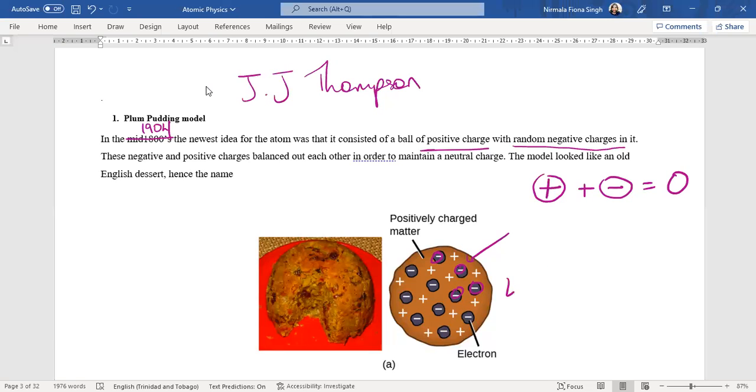So he had come up with this model, a ball of positive charge with random negative charges in it. When J.J. Thomson presented this model, presented his paper, which was a hypothesis, he came up with an idea first. Let's come up with an idea first. That's our hallmark of physics or science: come up with an idea, think of something first.